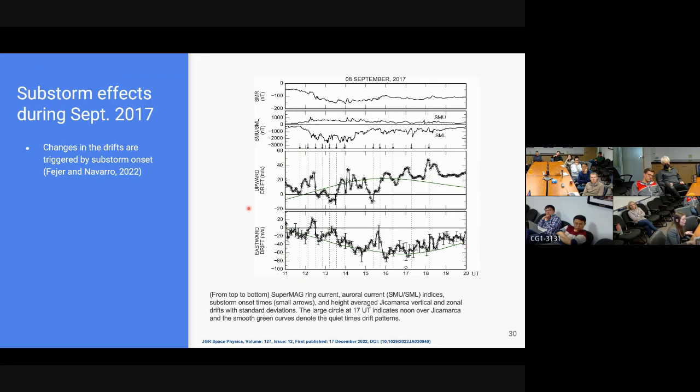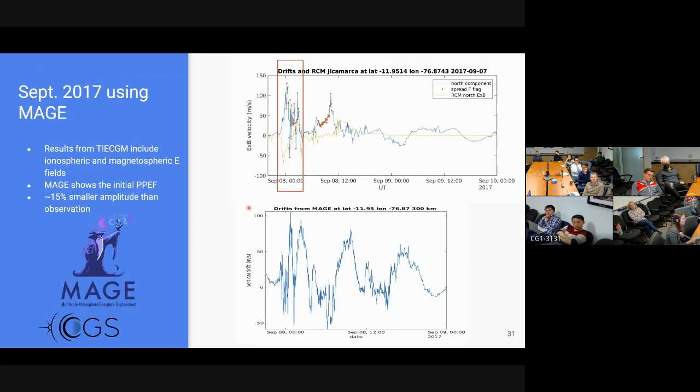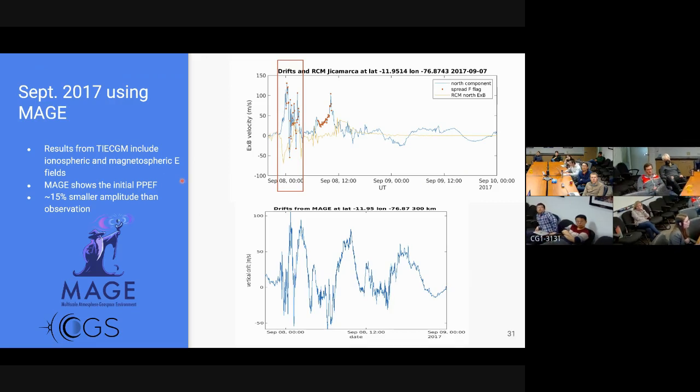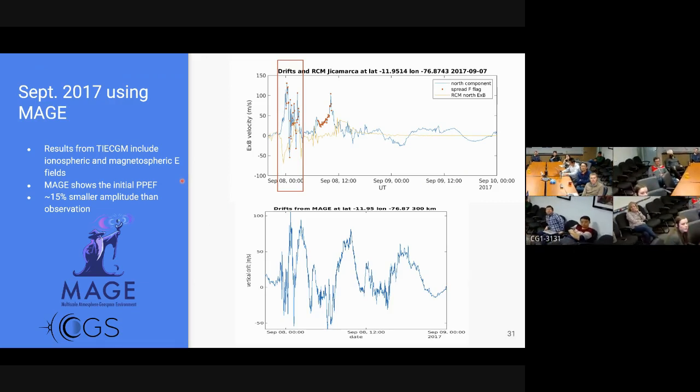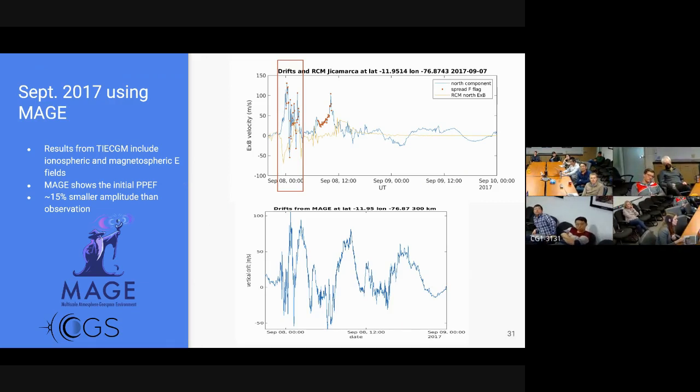But what I'm working on now is using MAGE to look at this event. MAGE incorporates Gamera for the global magnetosphere, then RCM along with Remix for the electrodynamics to get the inner magnetosphere, and then TIEGCM for the ionosphere and thermosphere, so it has a much better chance of being able to capture these types of dynamics. This is still very much an area that I'm working on. This is just from a few weeks ago.